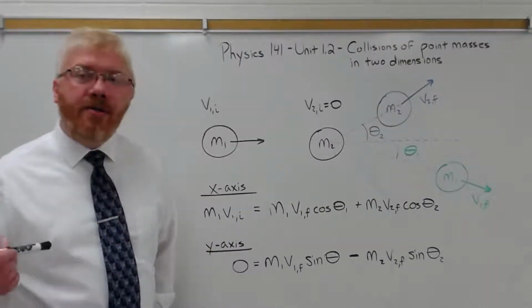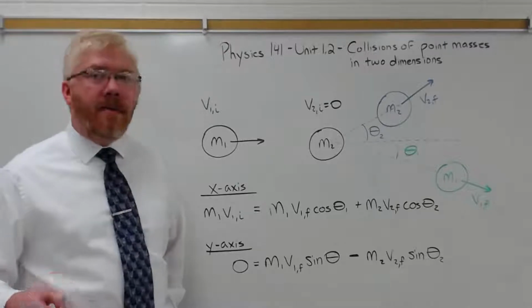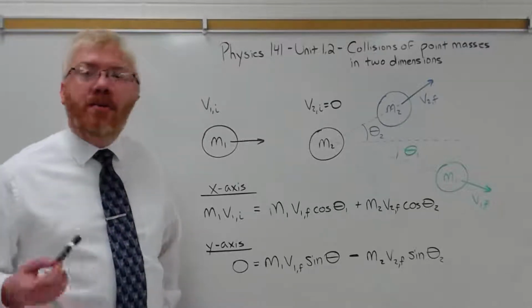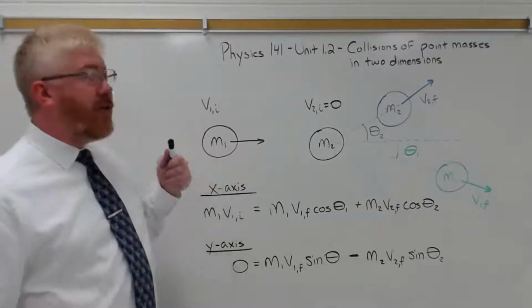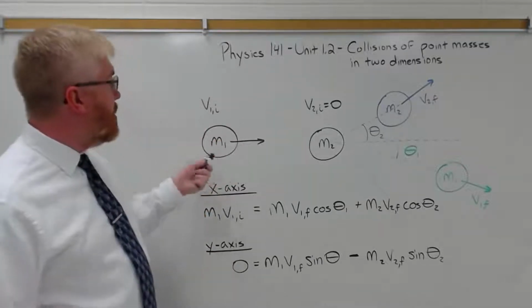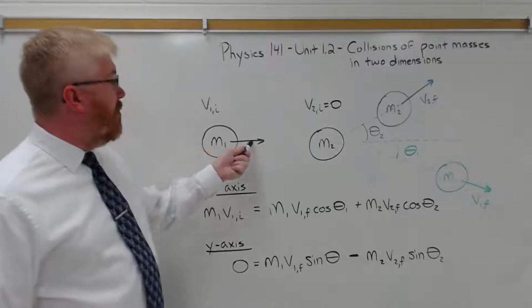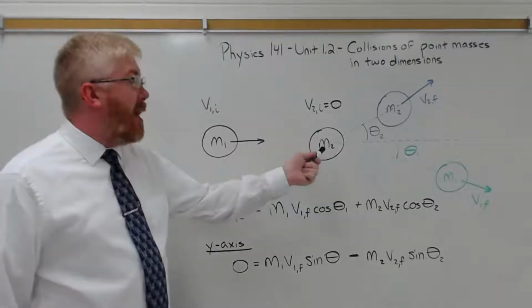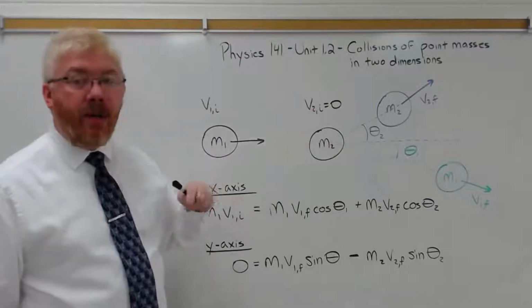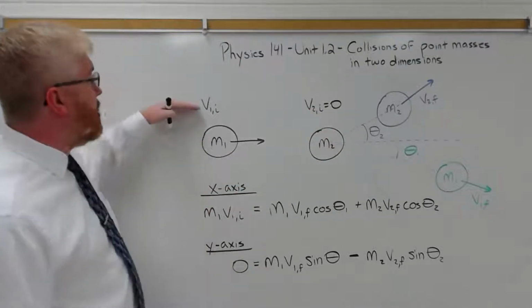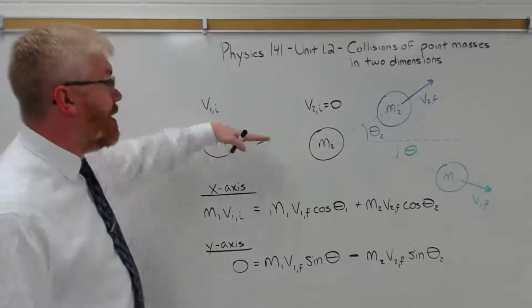When dealing with collisions in two dimensions, some extra unknowns become apparent. So in this simple setup, we have object one. Imagine you're looking down on a pool table. Object one is moving towards object two. Object two is stationary, so the initial velocity of object two is 0. The initial velocity of object one is just in the x direction.